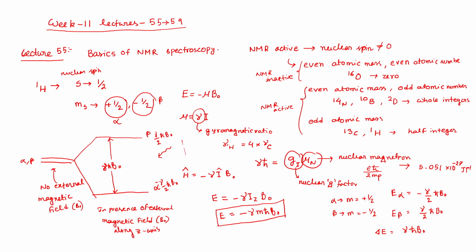Here are some of the numerical relationships I have given. I think in the next discussion series we will discuss some numerical problems from NMR spectroscopy, which may come in CSIR NET or something like that. It may help you, or even in the upcoming exam for this course.